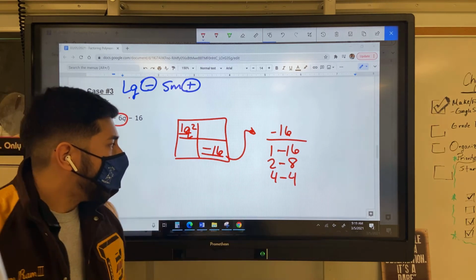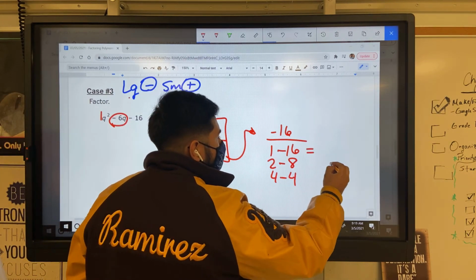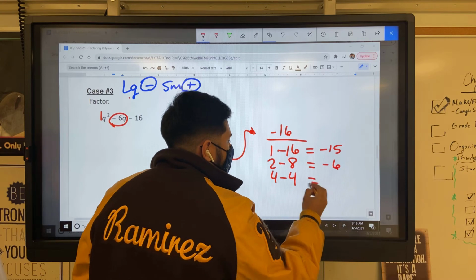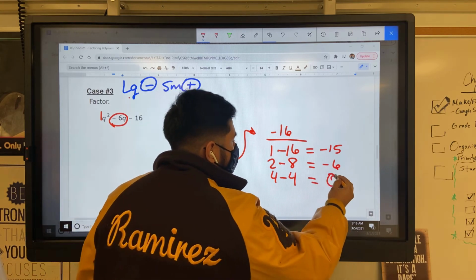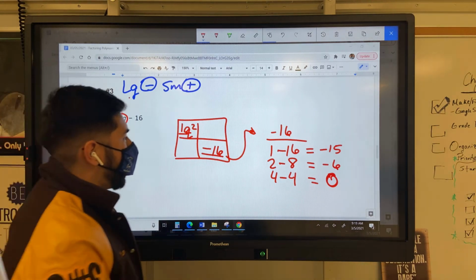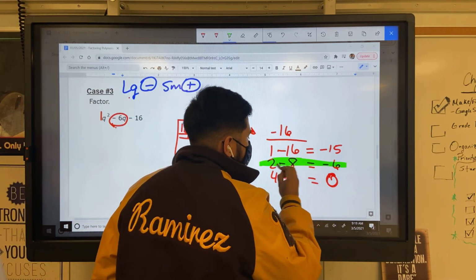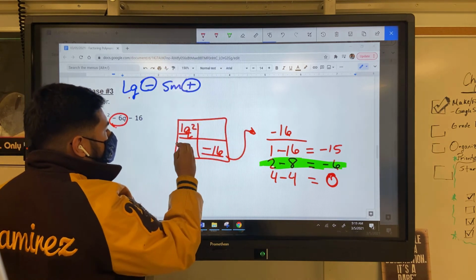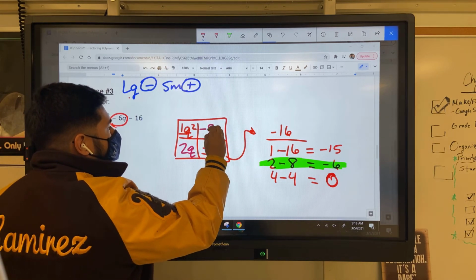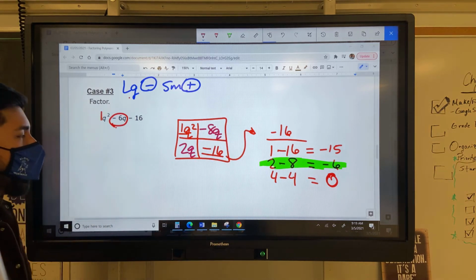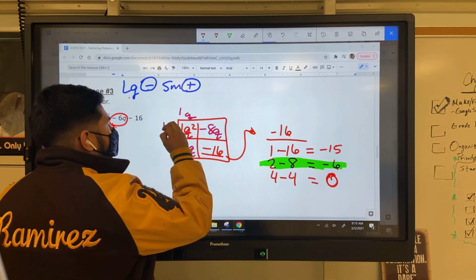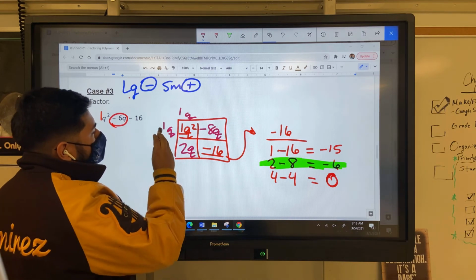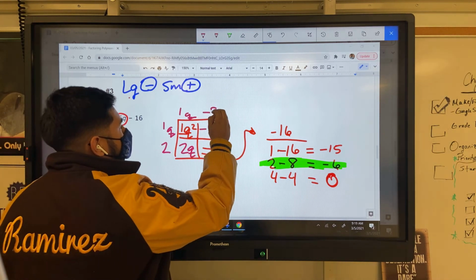All right, and then we just read: 1 minus 16, negative 15. 2 minus 8, negative 6. 4 minus 4, 0. Whoops. Which one is negative 6? Boom. These guys. So 2 and negative 8 come out. 2q, negative 8q. And then we just do the rest on our own. 1, q, q. 1 times something gives me 2, which is 2. 1 times something gives me negative 8, which is negative 8.